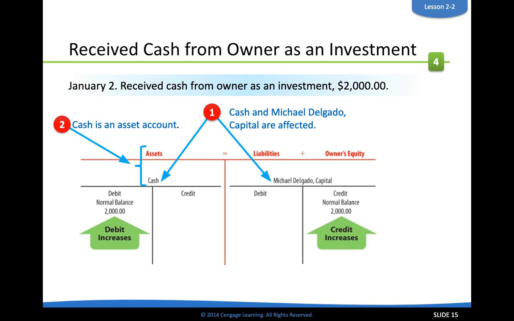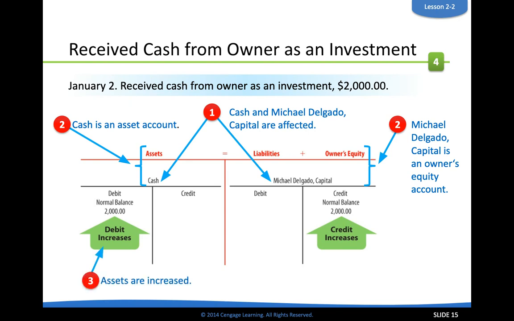Number 2, classify the accounts. Cash is an asset account. Delgado Capital is an owner's equity account. All right, that's question number 2. Question number 3, assets are increased. Remember when he puts that cash in, obviously it gets deposited into Delgado Web Services bank account. Their cash account goes up. And owner's equity is also increased by $2,000. Remember, equal on both sides. Now our balances, like you were working with in chapter 1, are both $2,000 under assets and $2,000 under the right side, liabilities plus owner's equity.